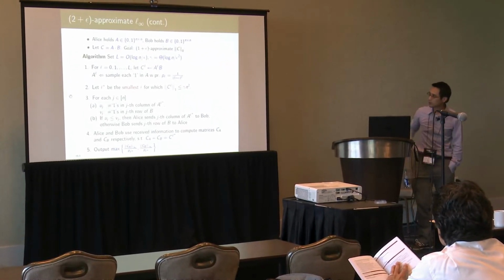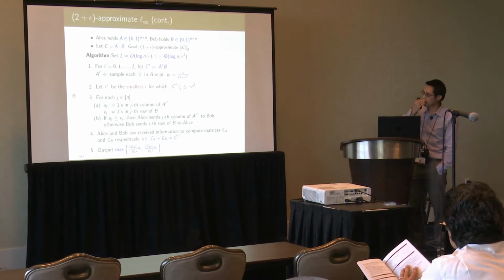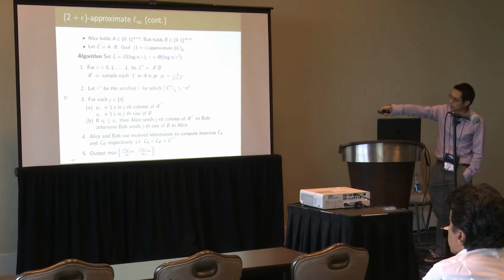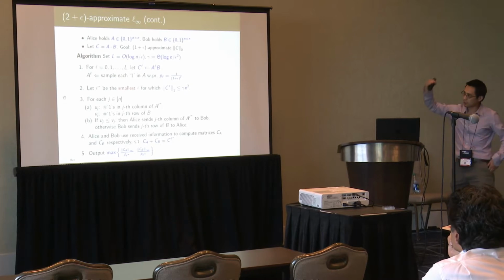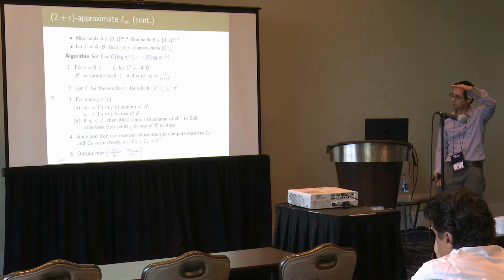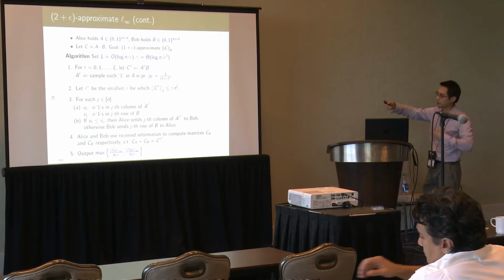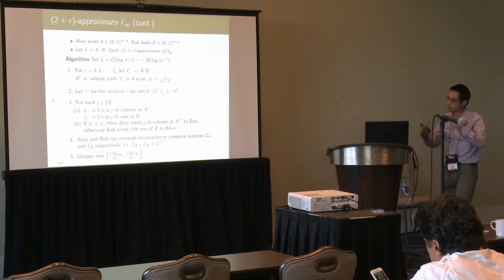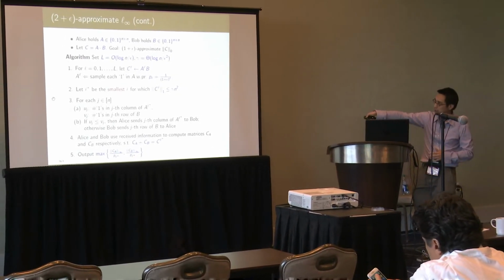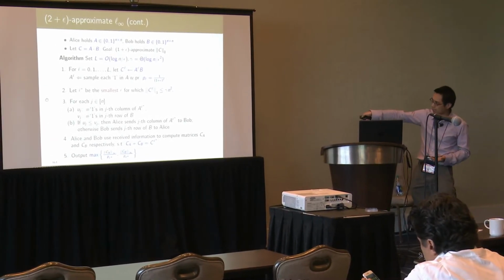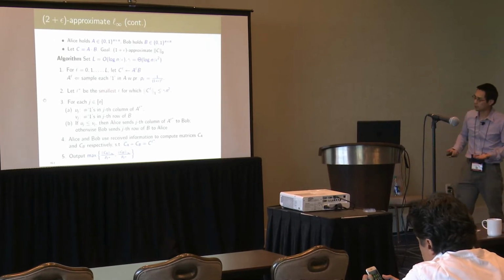Let me explain this algorithm, then I'll skip some of the analysis. This is basically what I said. First, Alice subsamples the matrix A to get a hierarchy of matrices A_1, A_2, A_3, and so on. A_L is obtained by subsampling each one in A with this probability. Then let L star be the smallest L such that the L1 norm of C_L is less than gamma times n squared. Gamma is some log factor.